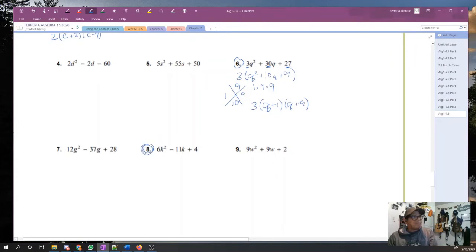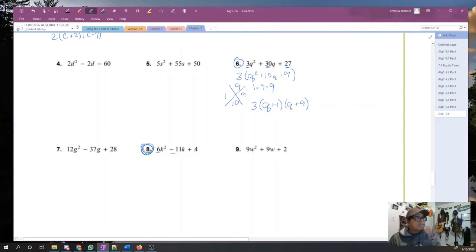I don't even know my numbers anymore. Question 8. That looks like one where we're going to have to use a more difficult factoring system. So let's do number 8 real quick. First of all, is there anything I can factor out? 6, negative 11, and positive 4. I think those are all relatively prime, which means that the greatest common factor is 1. I can't divide anything out of it. And, well, now I got to do the factoring.